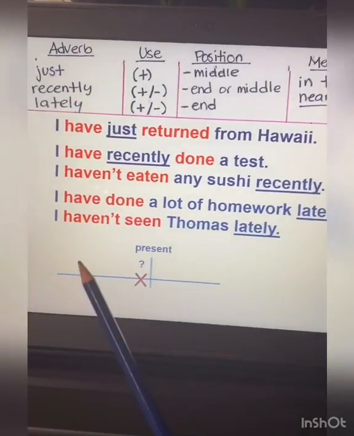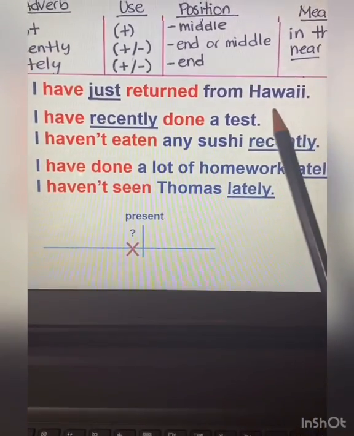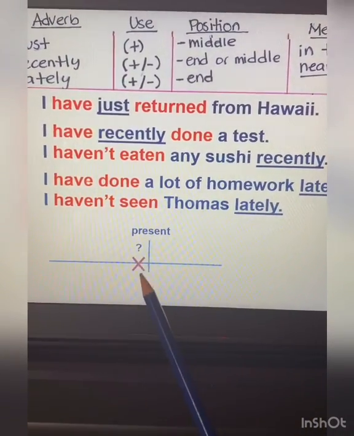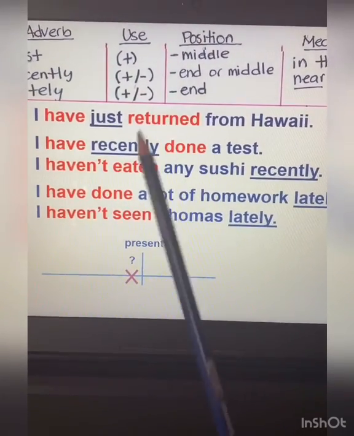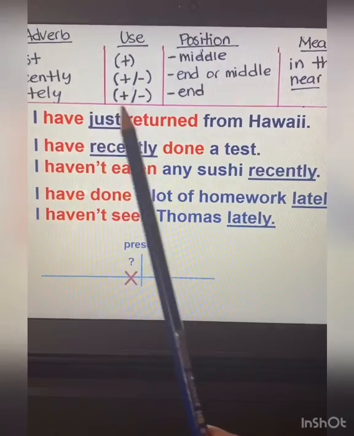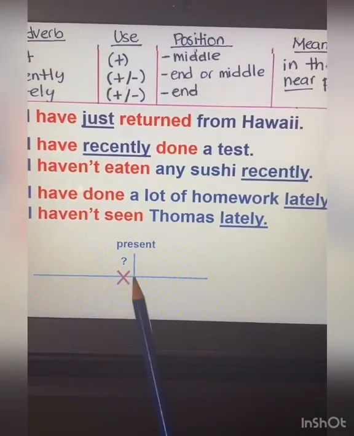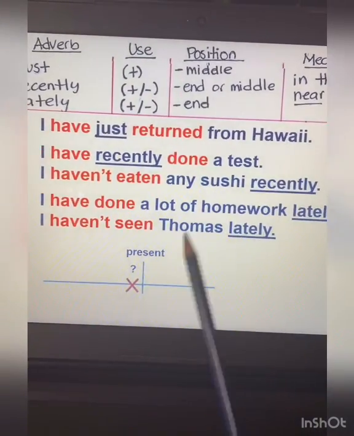So let's take a look at the examples we have. I have just returned from Hawaii. I cannot say exactly when because I never use an exact past time expression with the present perfect, but when I use just, what I'm trying to say is that it is very close to the present, to when I'm speaking, okay? So I have just returned from Hawaii.